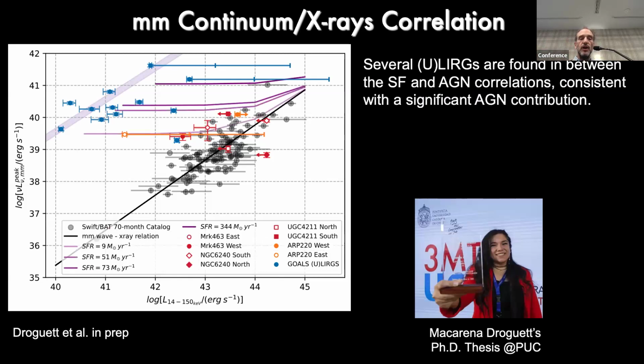What is interesting is that there are several sources in this very small sample of about 20 ULIRGs in the local universe that seem to be found in between the correlation that you expect for AGN, and I will use a pointer, this is the so-called Kawamuro relation for the AGN systems, and this is for pure star-forming galaxies or galaxy mergers. Several of these systems seem to be found in between these two, which indicates the presence of AGN, and in particular the potential presence of dual AGN.